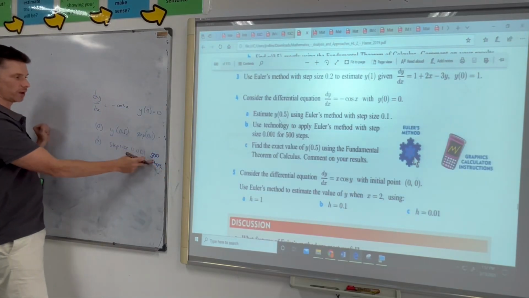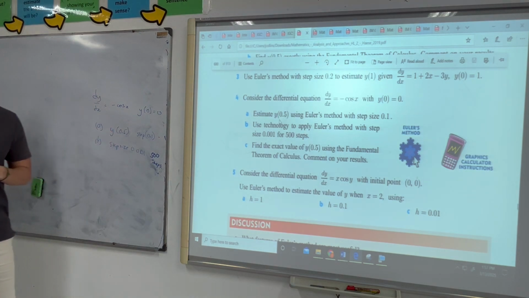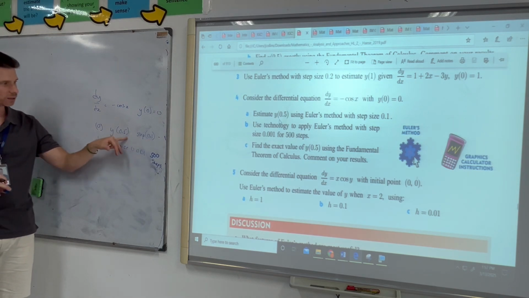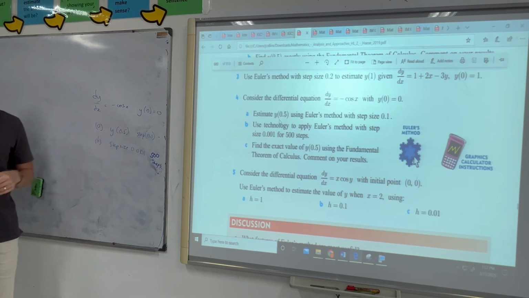This is 500 times this, so it should be around the exact same number, yeah? More accurate, this one. Oh, that's correct, yeah. This is just 5 steps to get to here. This is 500 steps using this step size. So this one should be more accurate.